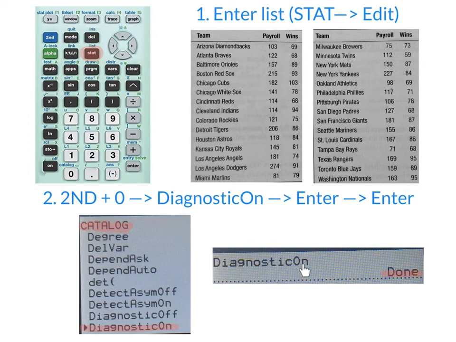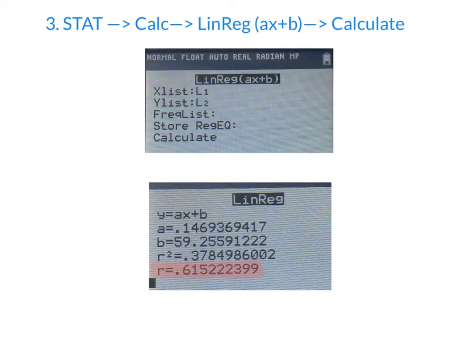So if this comes up and this isn't there, where it says done, you haven't hit enter quite enough. So make sure diagnostic actually is turned on. The third thing that we're actually going to calculate is something called a linear regression. You may have seen that before if you've ever done work finding the line of best fit, which is essentially what we're trying to do here.